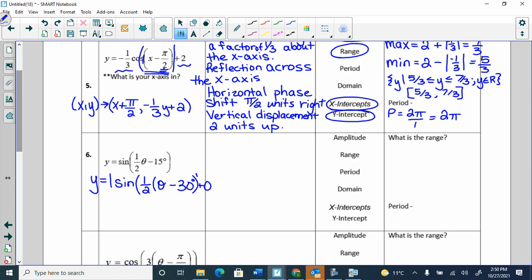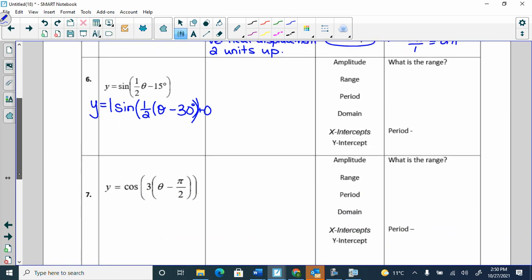There's an extra bracket. There it is. So you're going to try 6 and 7.